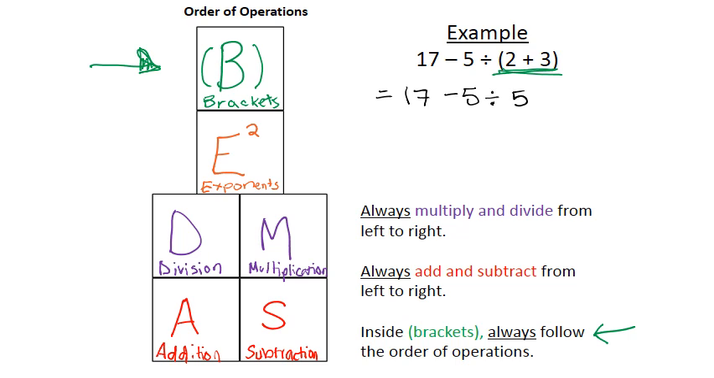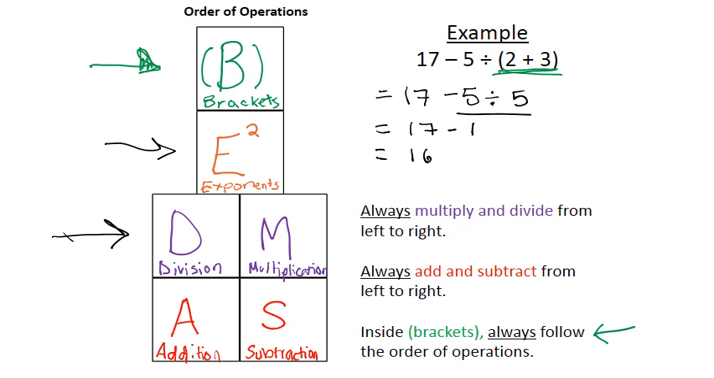Next, we are going to look into exponents. Do we see any exponents in this problem? I don't see any exponents, so we don't need to worry about exponents. Then we look for division or multiplication. There is division over here. So we'll do 17 minus 5 divided by 5, so it becomes 17 minus 1. Then last but not least, we do addition and subtraction. So we do 17 minus 1 is 16.